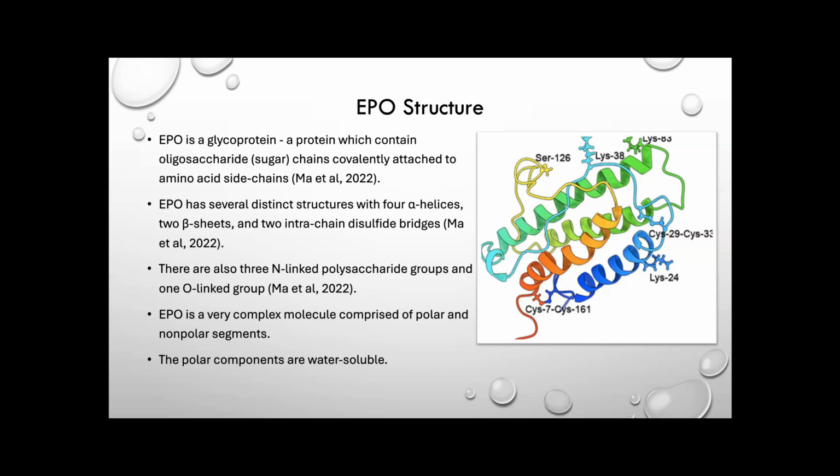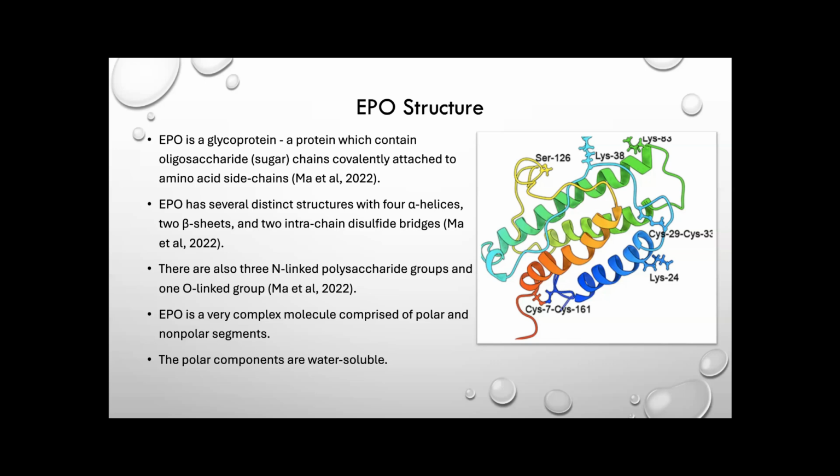EPO is a glycoprotein, a protein which contains oligosaccharide chains covalently attached to amino acid side chains. EPO has several distinct structures with 4 alpha helixes, 2 beta sheets, and 2 intrachain disulfide bridges. There are also 3 N-link polysaccharide groups and 1 O-link group.